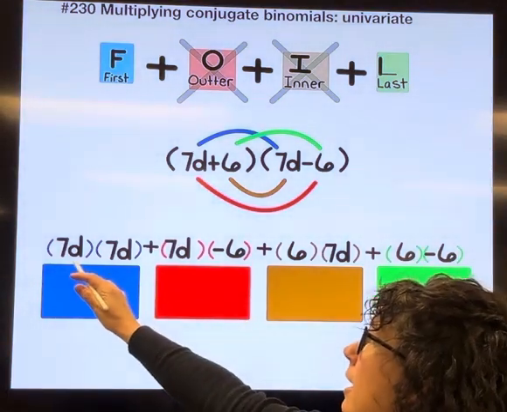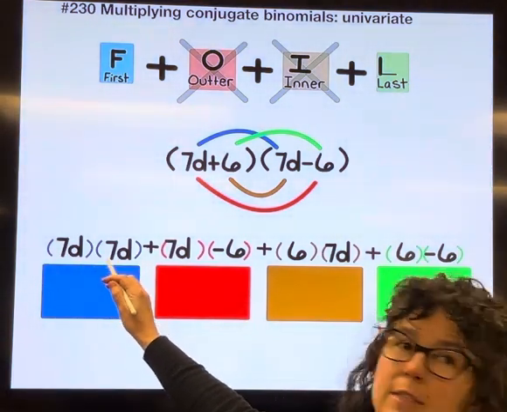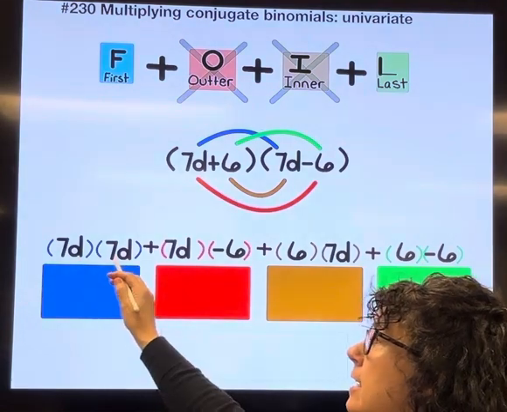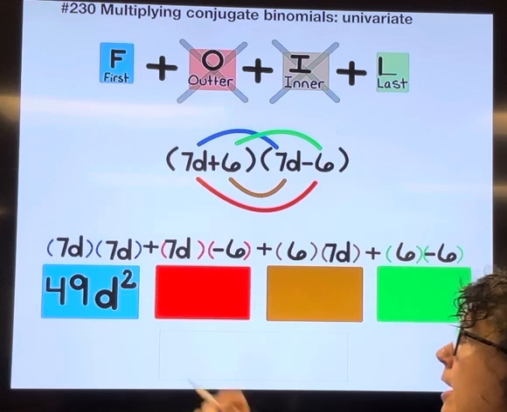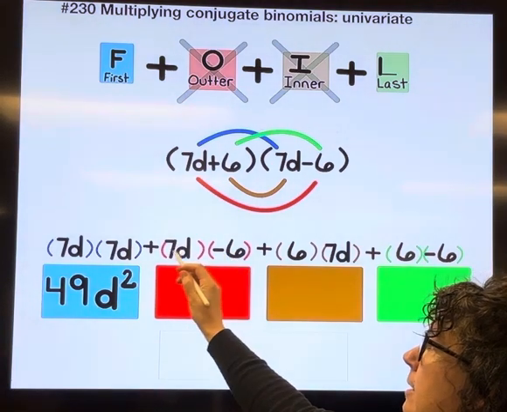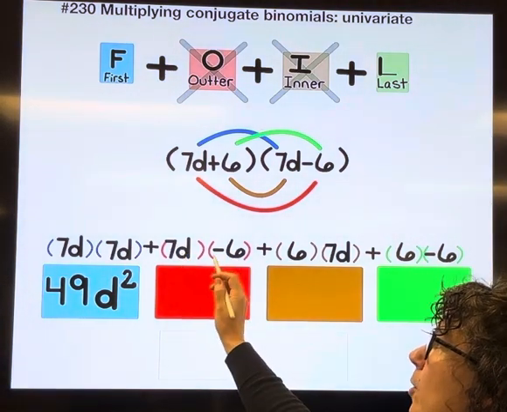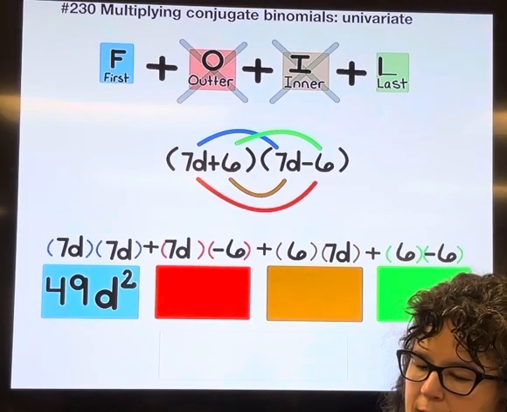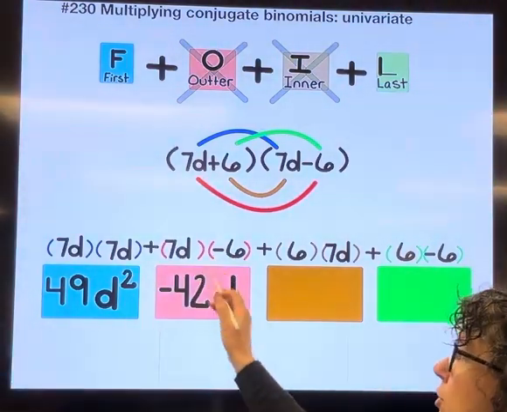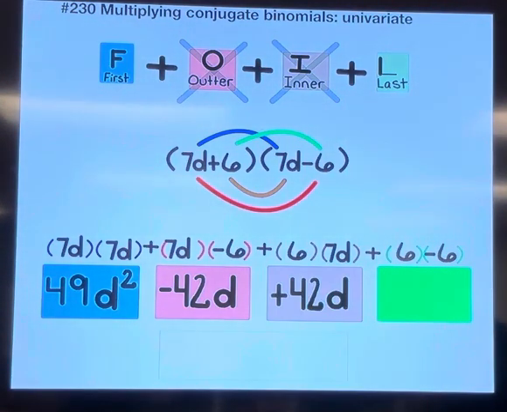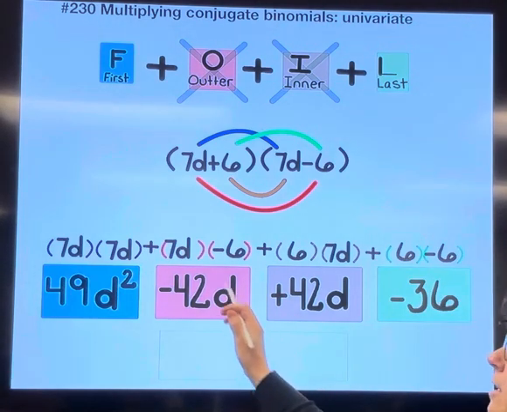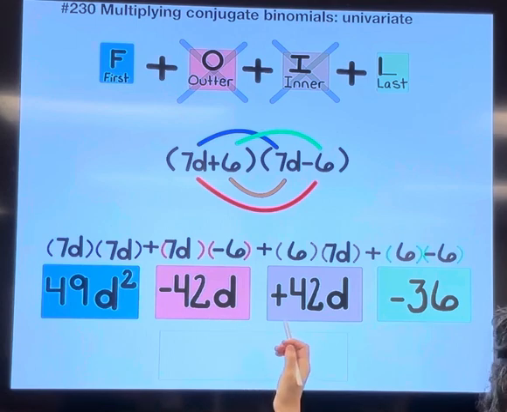So if I multiply the ones that are first, 7 times 7 is 49. D times D is D squared, so that one is 49D squared. And then here, -6 times 7 times D, you can multiply in any order we want. So -6 times 7 is -42 with a D. 6 times 7 times D is plus 42D. And then 6 times -6 is -36. So notice that these end up being opposites, and that will always happen.